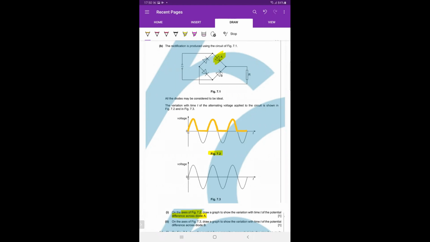अच्छा, and then in the second part, the green goes with green. On the axis of figure 7.3, so 7.3 is this one, the green with the green. Draw a graph to show the variation with time of the voltage across diode B. So the other one. अब B वाले के लिए बनाना है. So green with green.